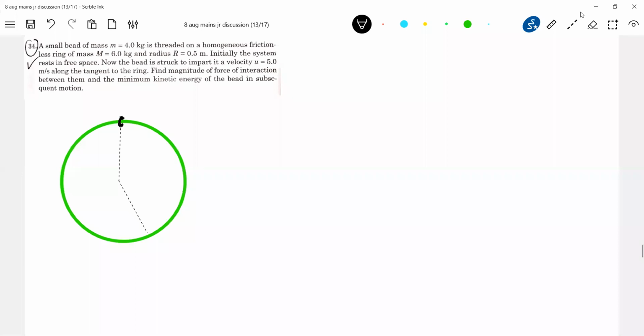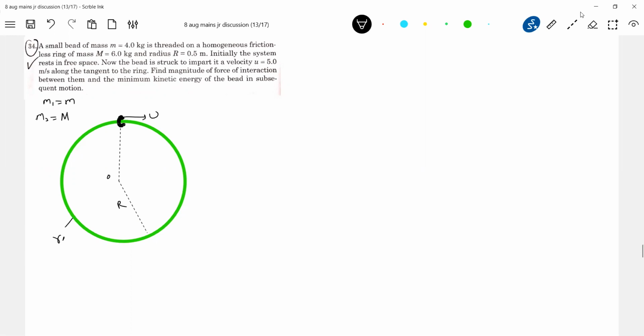No friction between the bead and the ring. So let me take the masses M1 and M2. Let this be M1, and M2 that of the ring. This is radius R. It is imparted initial velocity U.